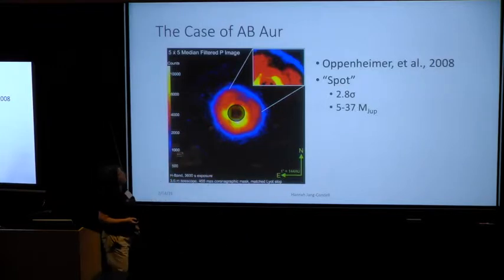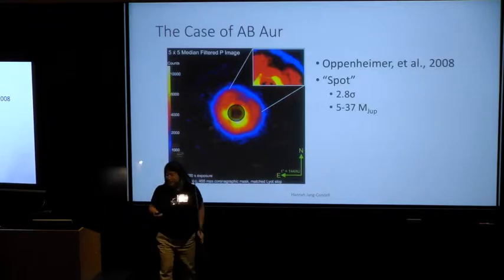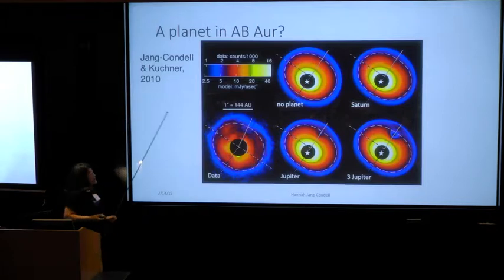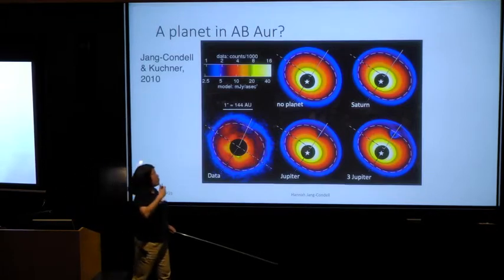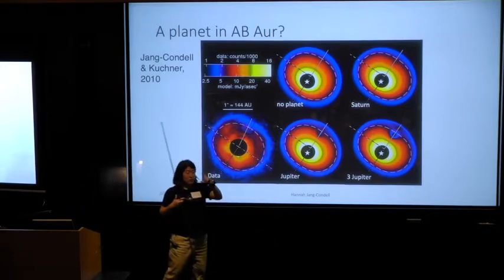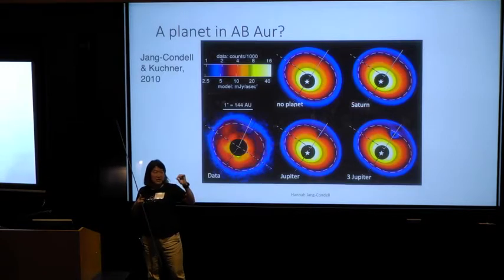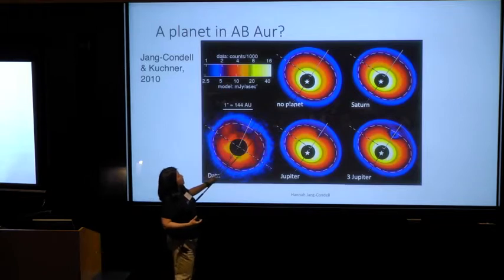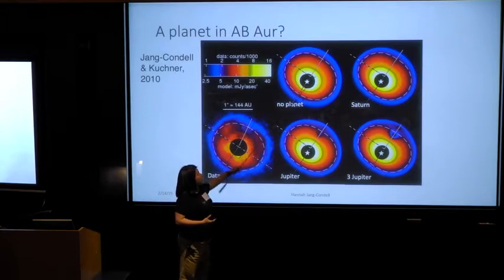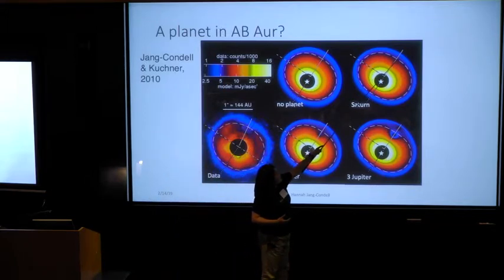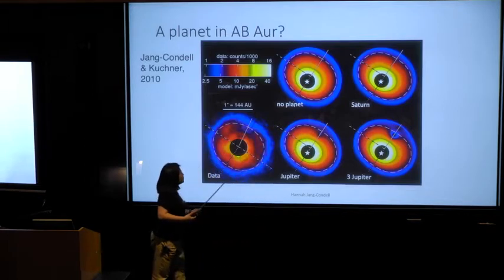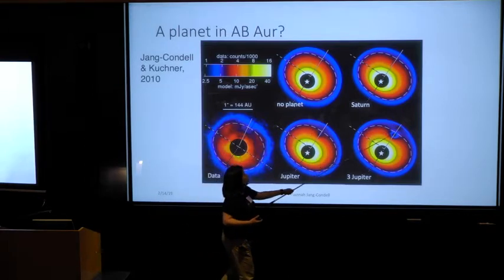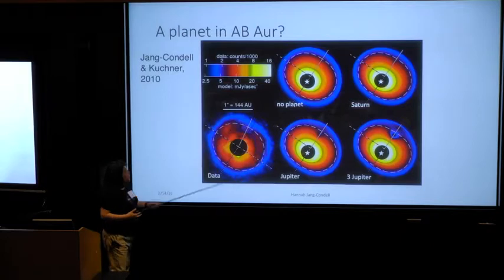And so I looked at that and squinted real hard and ran some models of what would happen if you put a planet in there and just assume that the planet just pinched the disk in the vertical direction. Okay? And so if you have no planet whatsoever, this is what it would look like. Here's if you put a Saturn mass planet right there, a Jupiter mass planet, and a 3 times Jupiter mass planet. And here's the data.